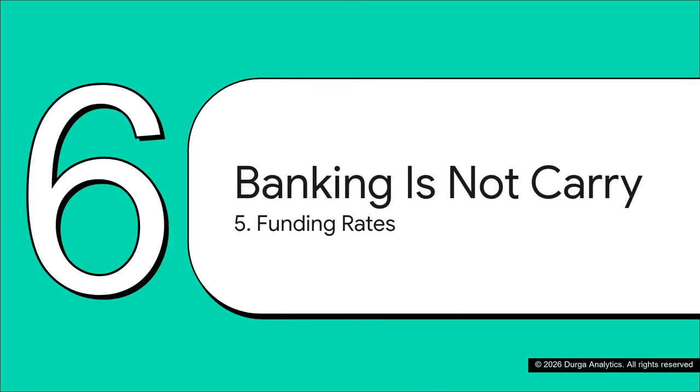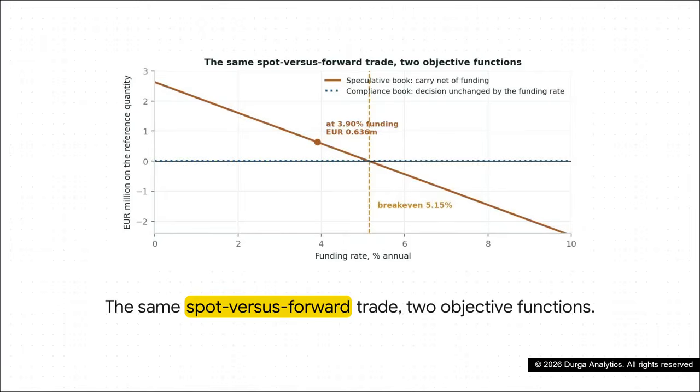Let's jump to Part 5. Banking is not carry. Let's move to another core trading mechanic to see how this divergence continues. We'll look at funding rates and the concept of carry to prove, once again, how identical trades behave entirely differently depending on the book. Take a standard spot versus forward trade with a spread of 3.50 euros.